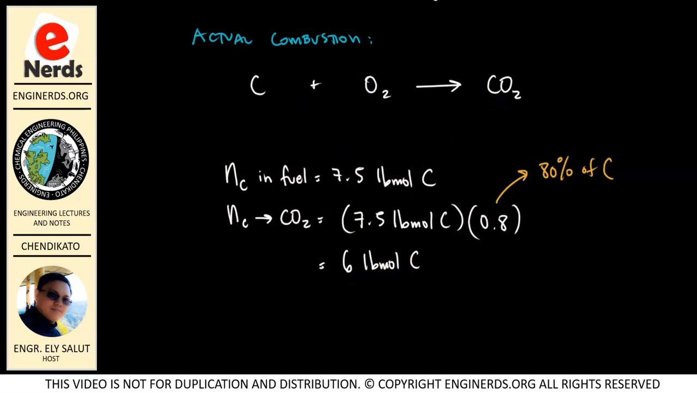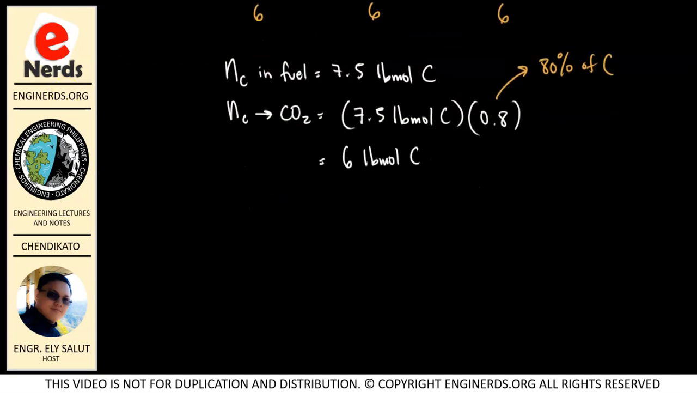So, therefore, ito ang ating carbon, which is 6 pound mole. 1:1 to O2. So, we have 6 pound mole. And for CO2, we have 6 pound mole. Okay? So, yung ibang carbon natin is converted to carbon monoxide, di ba? So, we have carbon plus O2 converted to carbon monoxide. So, to balance our reaction, we will have 1/2 of O2 in here.